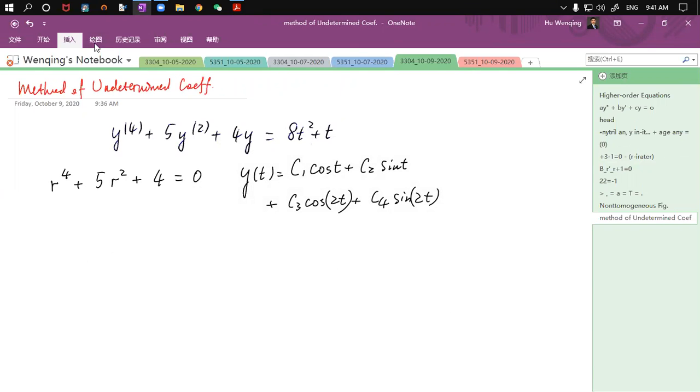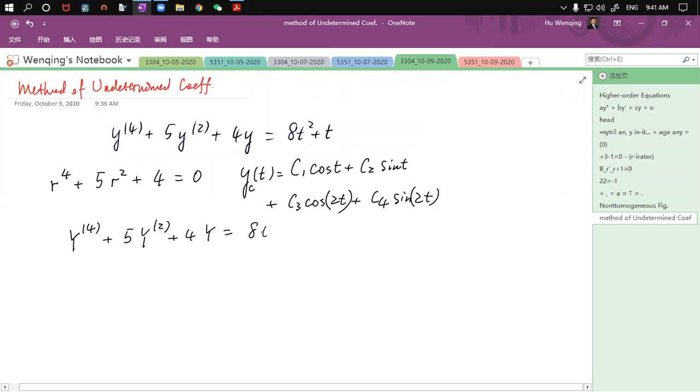So I'm going to say that this is the y_c of t. Is that good for everybody? This is going to be the fundamental solution. Now, as long as you have the fundamental solution, you want to find a particular solution. That means y fourth derivative plus 5 times y second derivative plus 4 times y is equal to 8t squared plus t. Remember, it has to be the non-homogeneous equation.